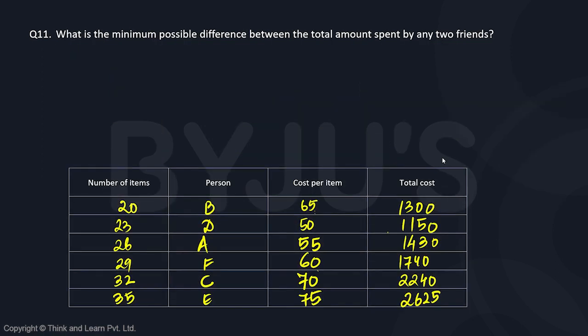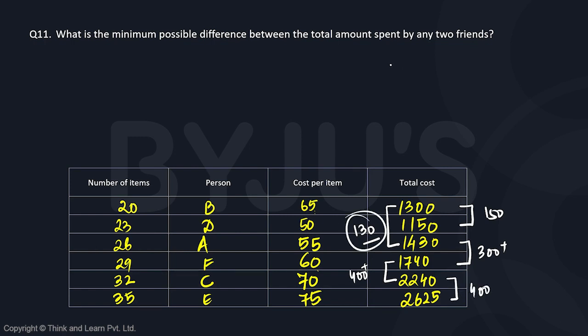Question number 11. What is the minimum possible difference between the total amount spent by any two friends? Well, if we look at these two, this is going to be 150. If we look at these two, this is going to be 130. So 130 is the smallest as of now. 1430 plus 1740 is more than 300. 1740 plus 2200 is more than 400 or around 400, and this is again around 400. So the smallest is 130. It's a TITA question, so we have to type in 130.